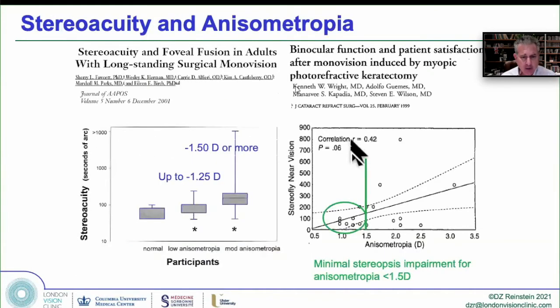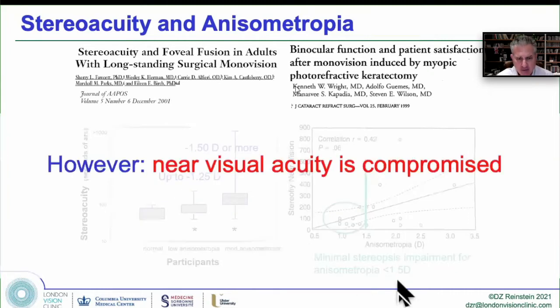As I mentioned, with 1.5 diopters or more of anisometropia, there is loss of stereoacuity. And so this modest monovision of -1 or -0.75 maintains stereoacuity, improves tolerance, and gives better intermediate vision. But of course, near vision is compromised.